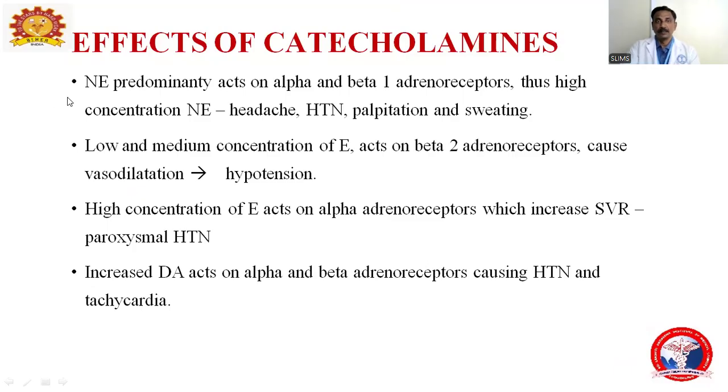Effects of catecholamines. Norepinephrine predominantly acts on alpha and beta 1 adrenoreceptor, thus higher concentration of norepinephrine leads to headache, hypertension, palpitation, sweating. Low and medium concentration of epinephrine acts on beta 2 adrenoreceptor, causing vasodilatation, thereby leading to hypotension. High concentration of epinephrine acts on alpha adrenoreceptor, which increases systemic vascular resistance, and paroxysmal hypertension occurs. Increased dopamine acts on alpha and beta adrenoreceptor, causing hypertension and tachycardia.